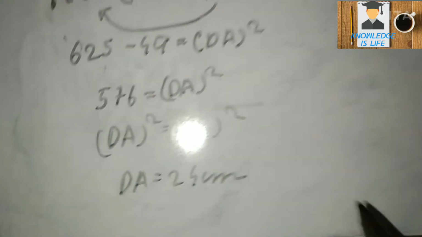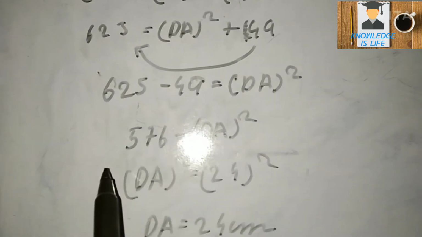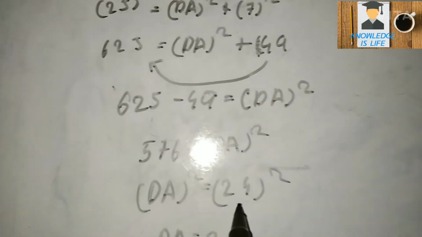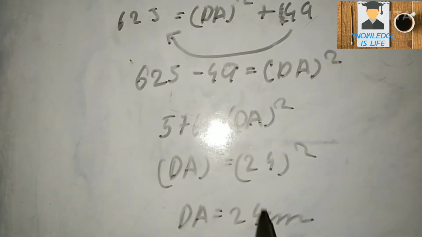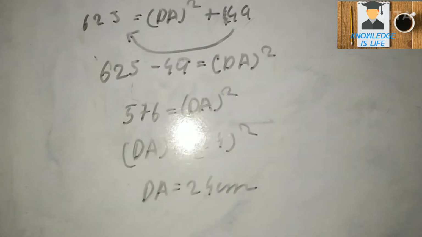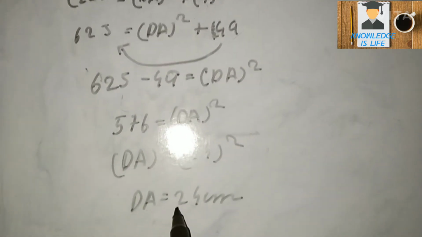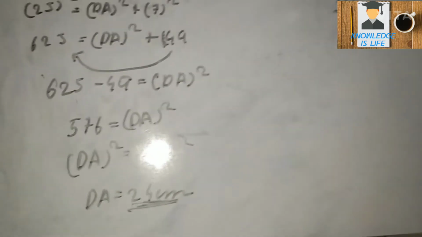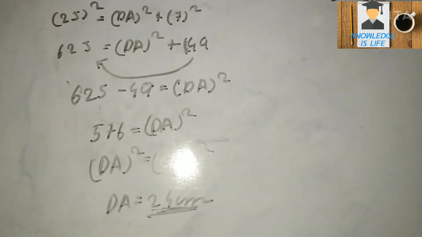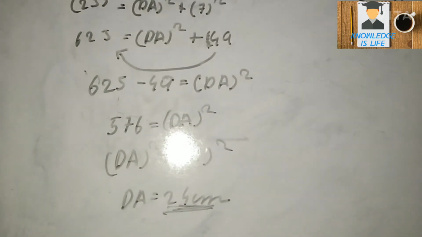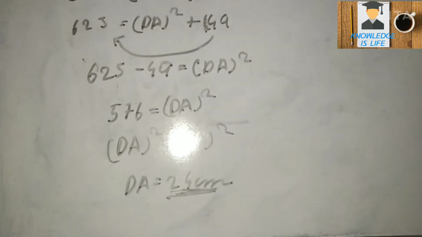Okay, because 576 is the square of 24. If we multiply 24 two times, we will get the answer 576. Okay friends, to find out whether our answer is correct or not, we will solve the next side, and after getting the final answer we can tell whether our answer is correct or not.